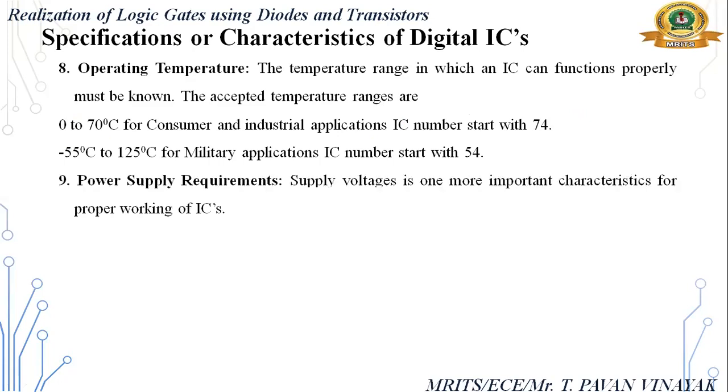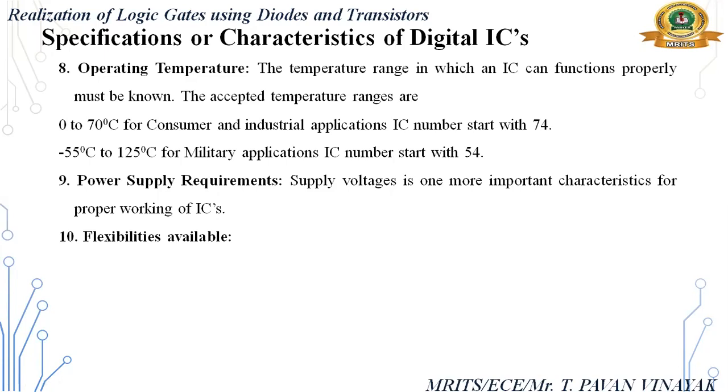And power supply. Generally, ICs accept low power supplies only. This is one of the important ones. Suppose an IC accepts a maximum of 12 volts. If you give 20 volts, the IC gets damaged. So the power supply is also an important specification.